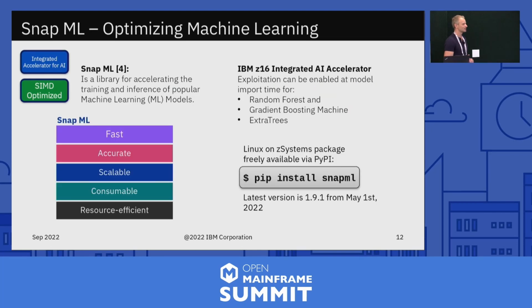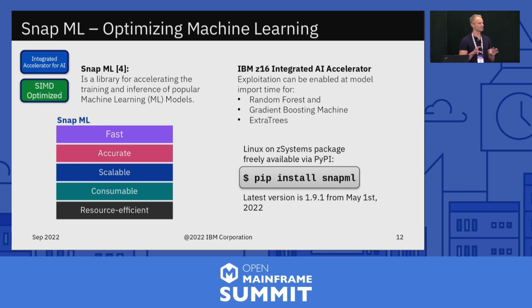Okay, let's talk about Snapml. Snapml is a library developed by IBM Research, and it is used for machine learning workloads. In particular, it is very strong with decision tree-based models. And what Snapml is doing is it maps decision tree computations onto matrix operations.